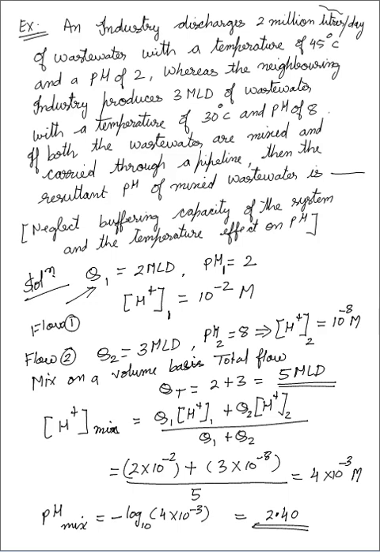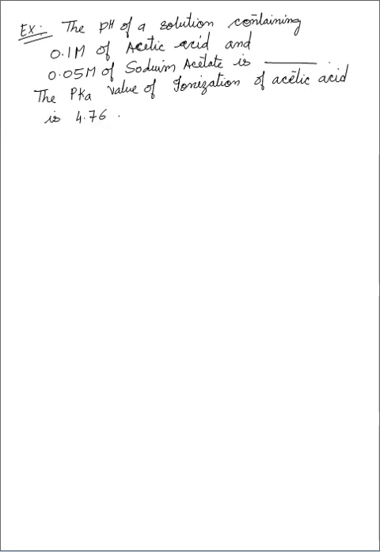Okay. Next sum we will see, that is related to pH of a solution containing 0.1 M of acetic acid and 0.05 M of sodium acetate is dash. The pKa value of ionization of acetic acid is 4.76.